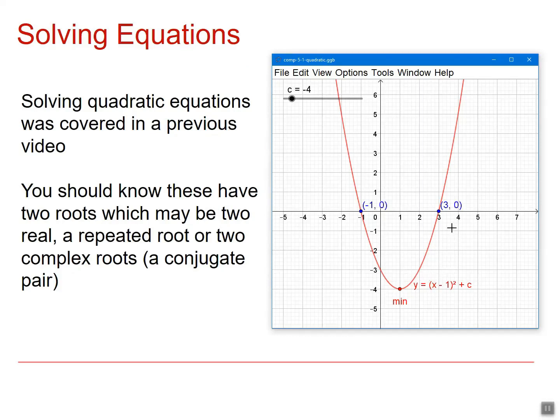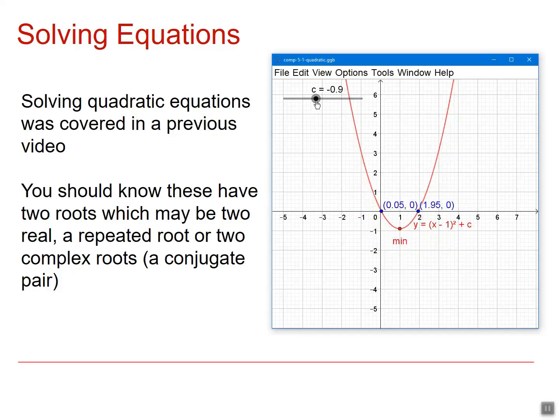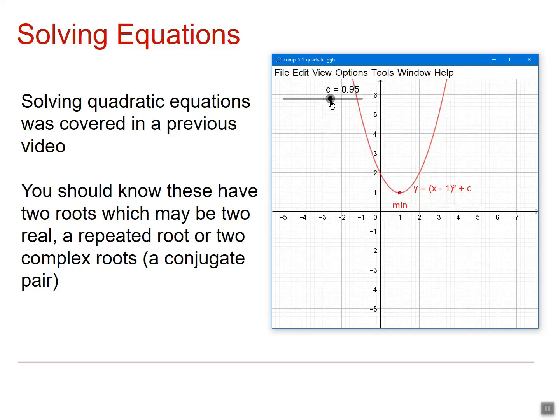They may both be real, as in the diagram at the moment. They may be repeated, and as I bring the curve up towards the axis, we get a repeated root here at (1, 0). Or they may both be complex roots. And if they are complex roots, they occur in a conjugate pair. So in this situation, the quadratic does not cut the axis, so we get two complex roots.